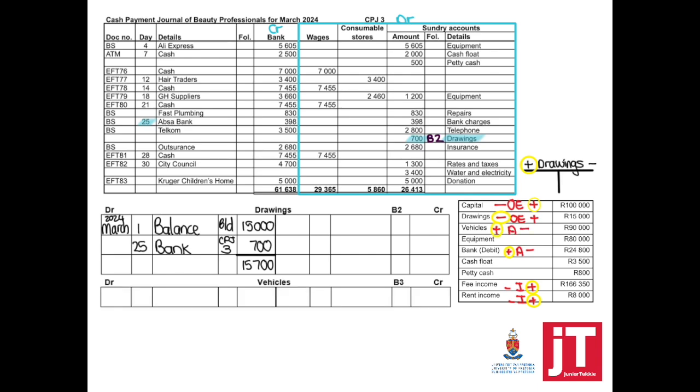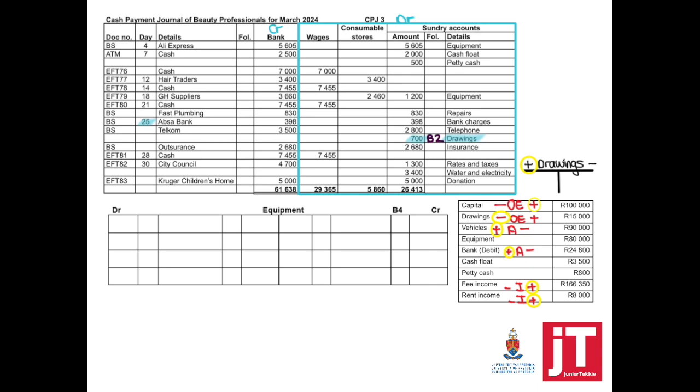Vehicles is regarded as a non-current asset, so the plus is on the debit side, which means that the balance brought down appears on the debit side. This is step number 1, opening balances. Step number 2, posting from the CPJ. And from the CPJ, you could see that there were no vehicles purchased during the month, which means that we leave it as it is.